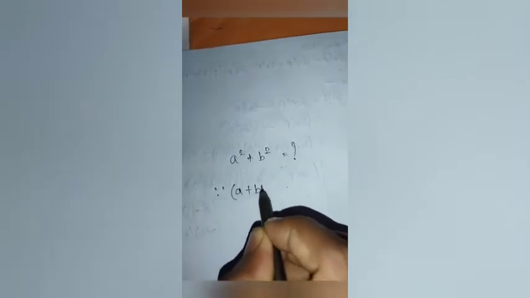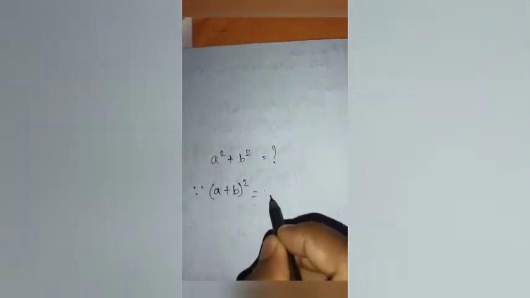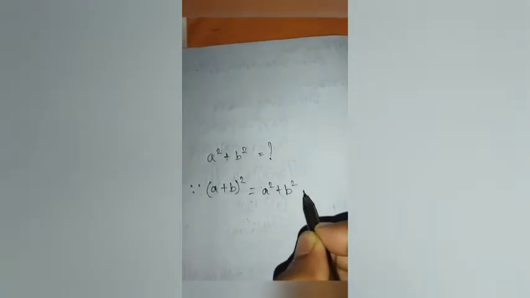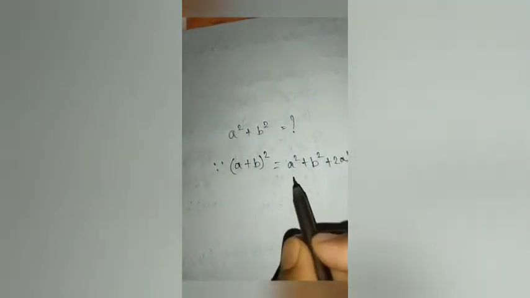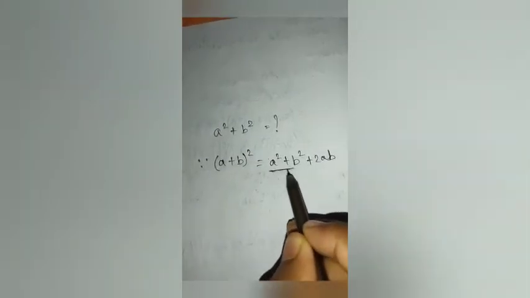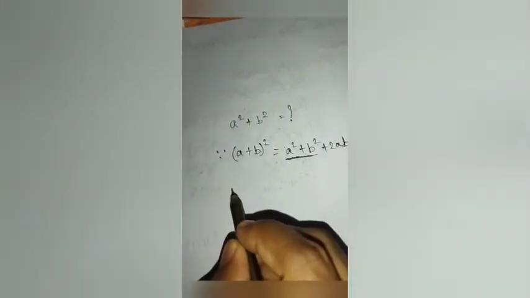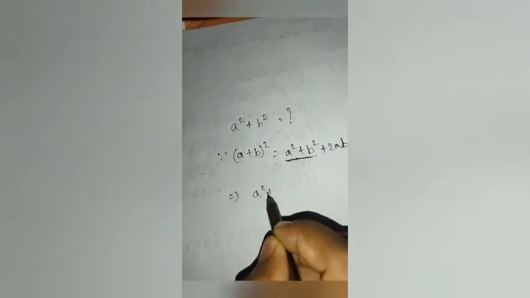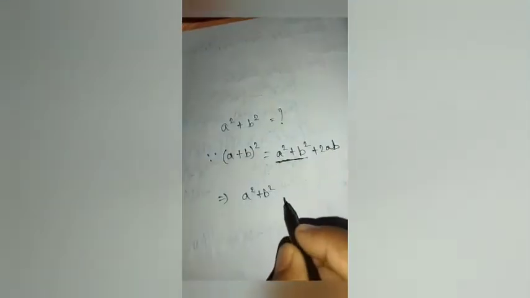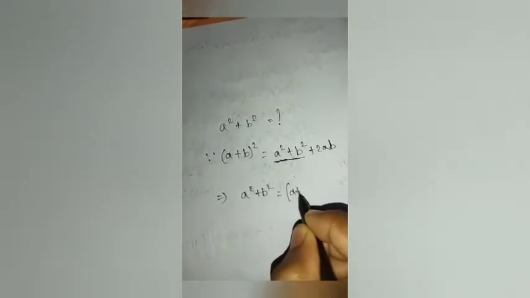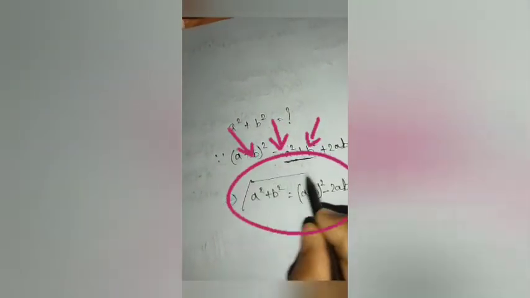We all know this formula, (a plus b) whole square is a square plus b square plus 2ab. So from here we're going to find a square plus b square. How are we going to do it? We just shift the 2ab to the opposite side. So it will be (a plus b) whole square minus 2ab. It makes a formula: a square plus b square is equal to (a plus b) whole square minus 2ab.